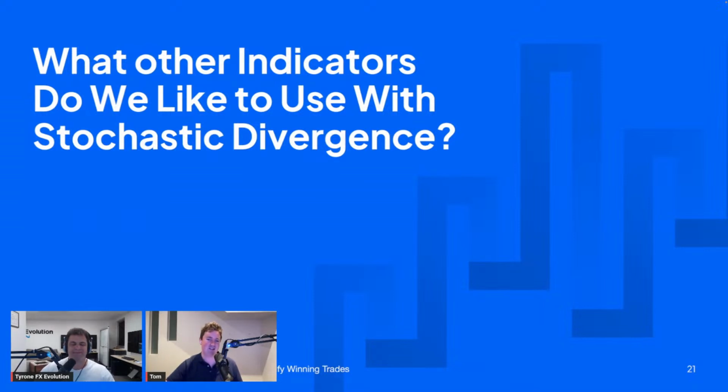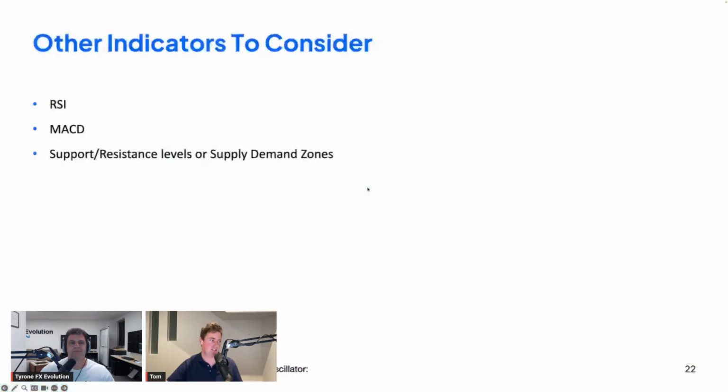What other indicators do we like to use with stochastic divergence, Ty? There are so many of them, but these are just some I've put down. Do you have any others that you would say, you know what, I really like that as well? We've got RSI, MACD, support resistance, and levels of supply and demand zones. I think all of those can be built together with confluence. Are there any others that you like as well?